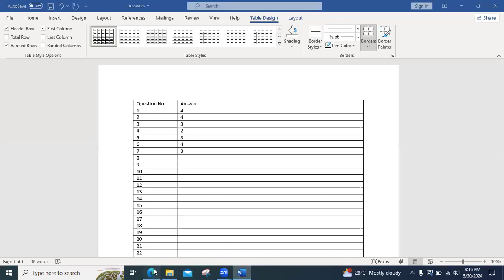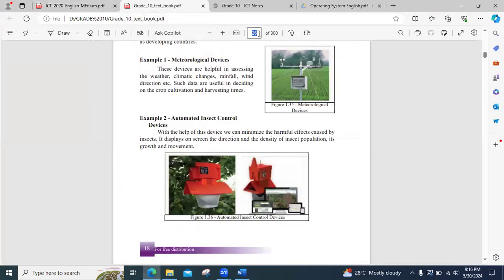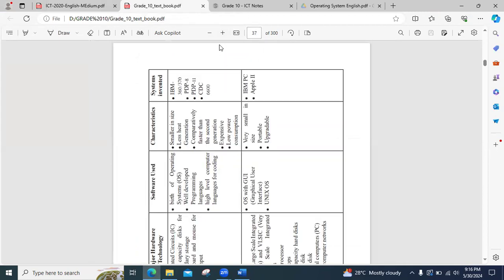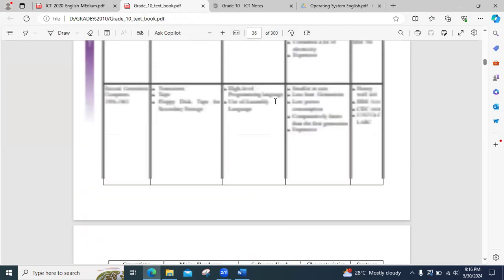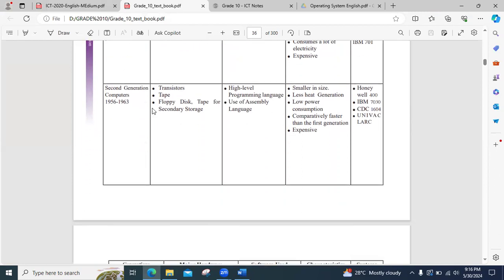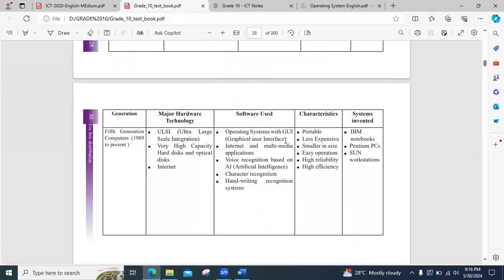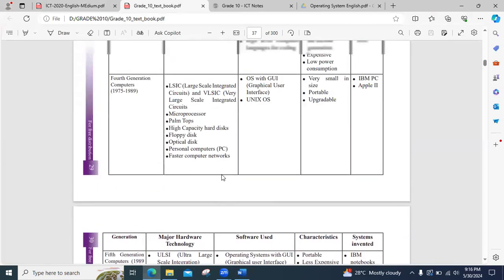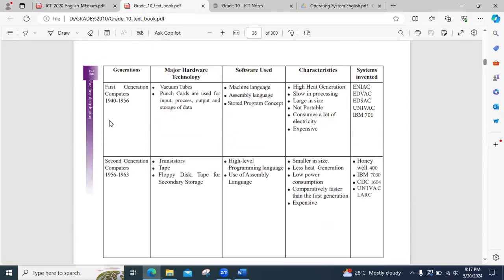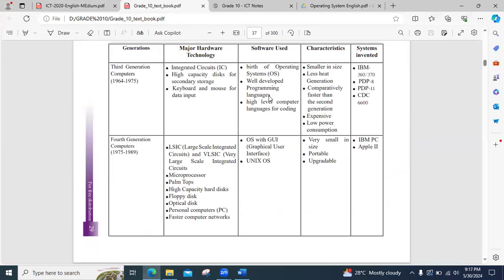So here what you have to remember is, if you take your book, this table you must remember for your exam. Anything they can ask you in this table. So first generation computer, the hardware technology, software used, characteristics. Second generation computer, these. Generation by generation you have to remember. So anything in your paper, anything they can ask you in this first term test. Normally they ask various questions from this table.